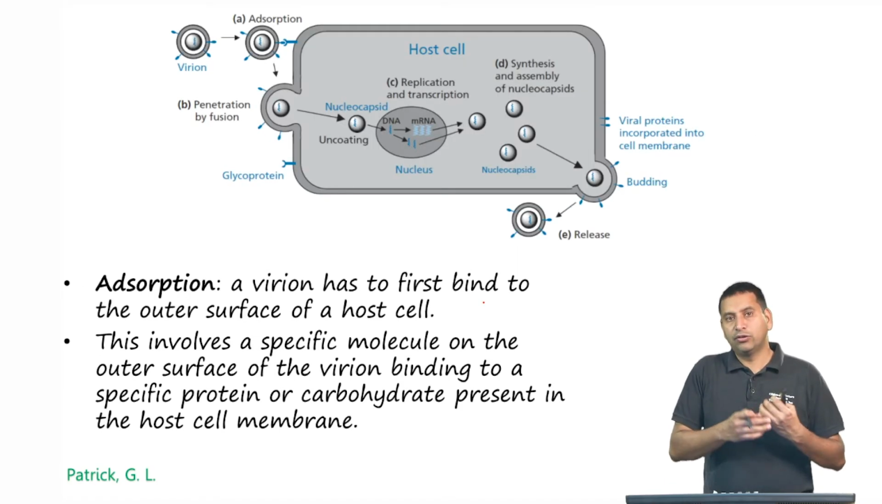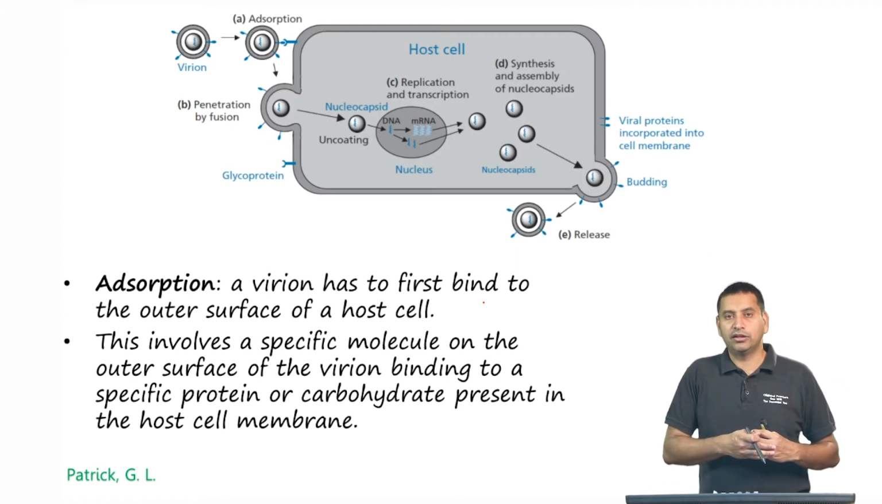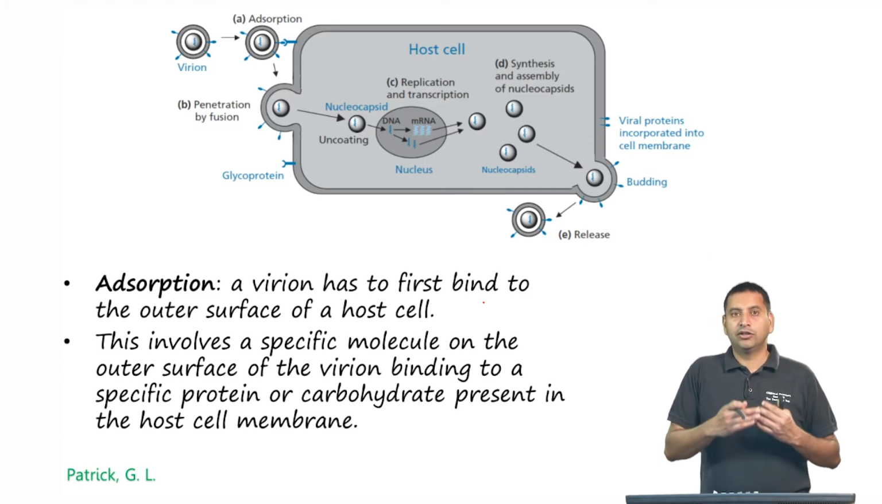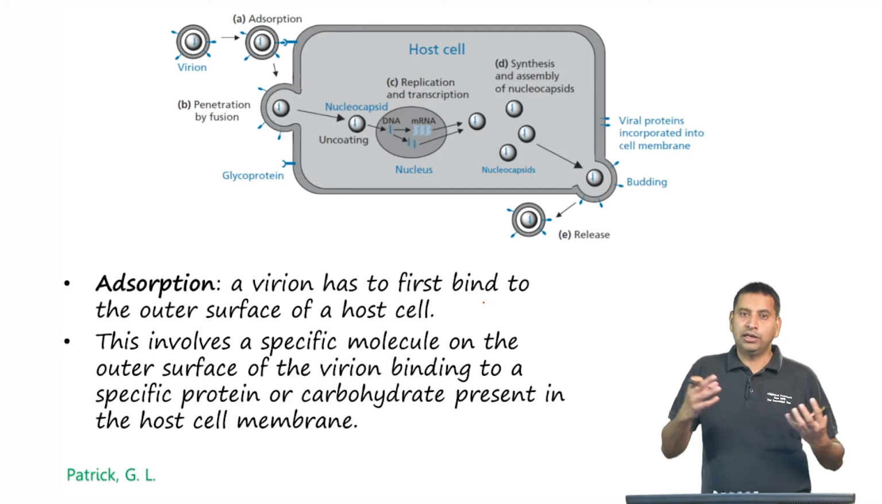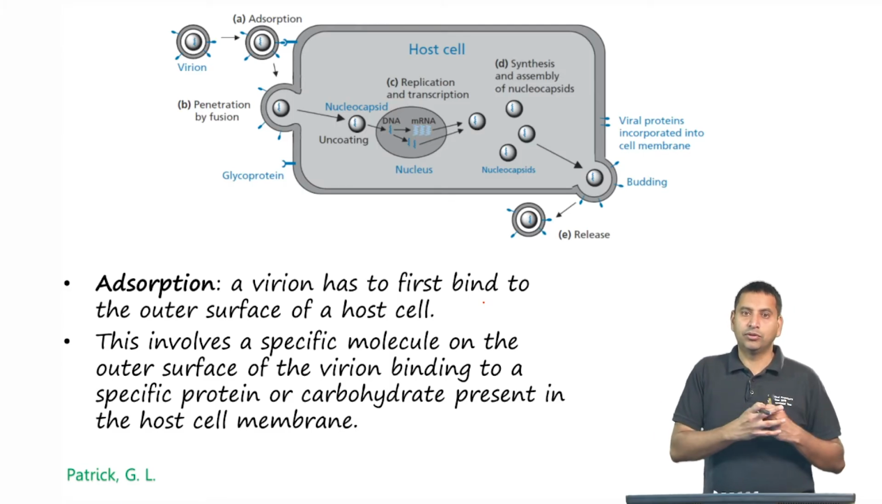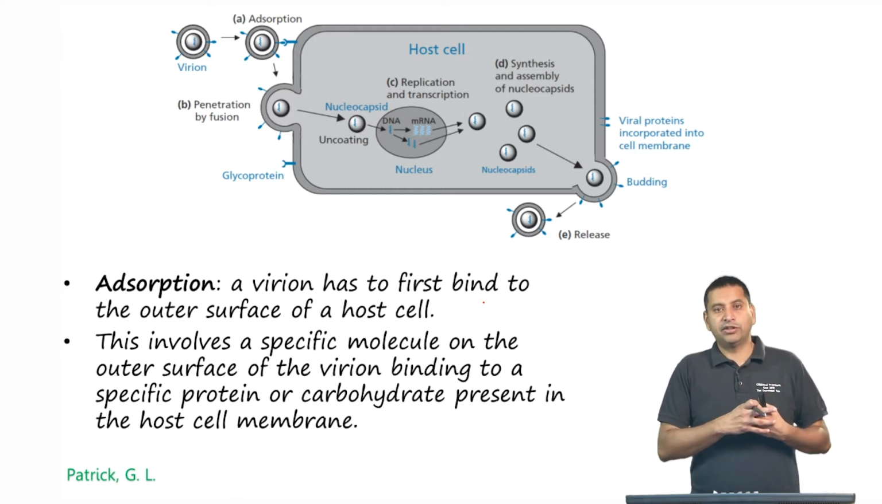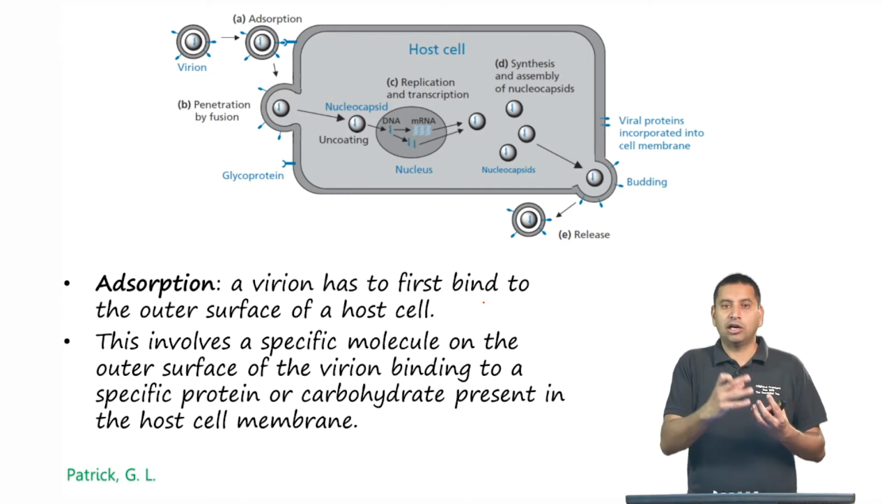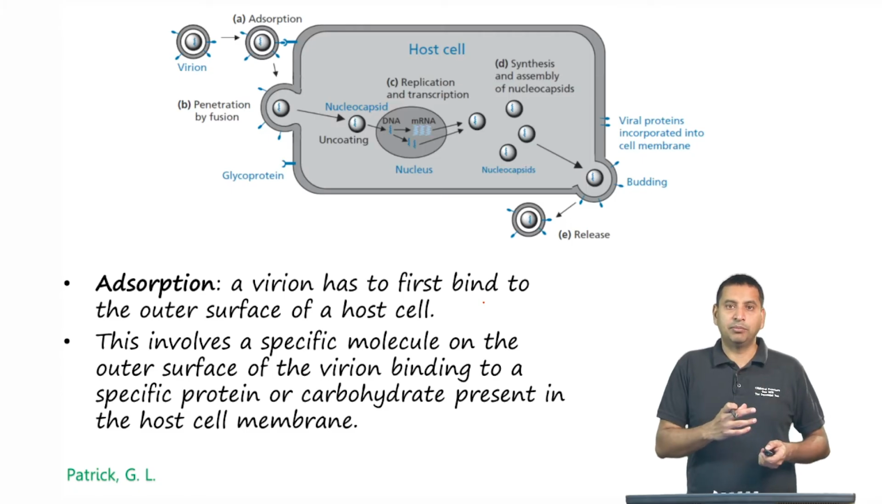Now, let us look at the various stages in which the infection occurs. The first step is known as adsorption. Adsorption is when the virion goes and binds to the outer surface of the host cell. This involves a very specific interaction, with specific molecules on the outer surface of the virion helping with binding to the specific protein or carbohydrate that is present on the host cell membrane.